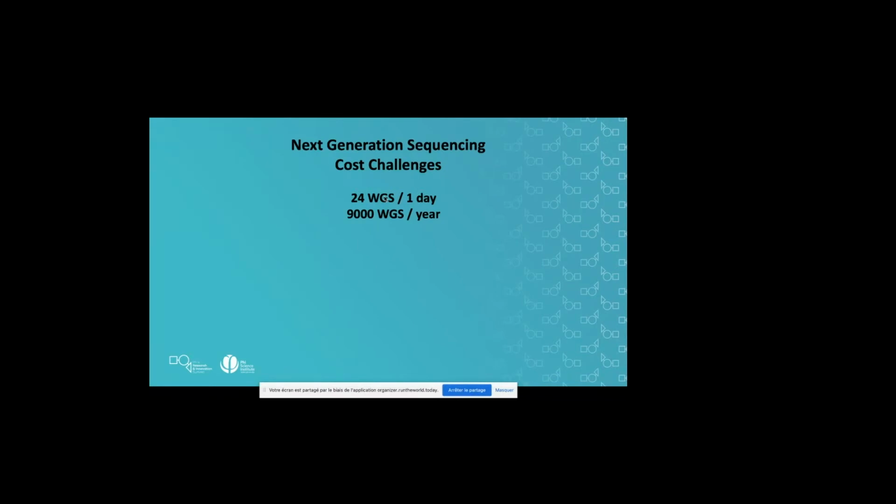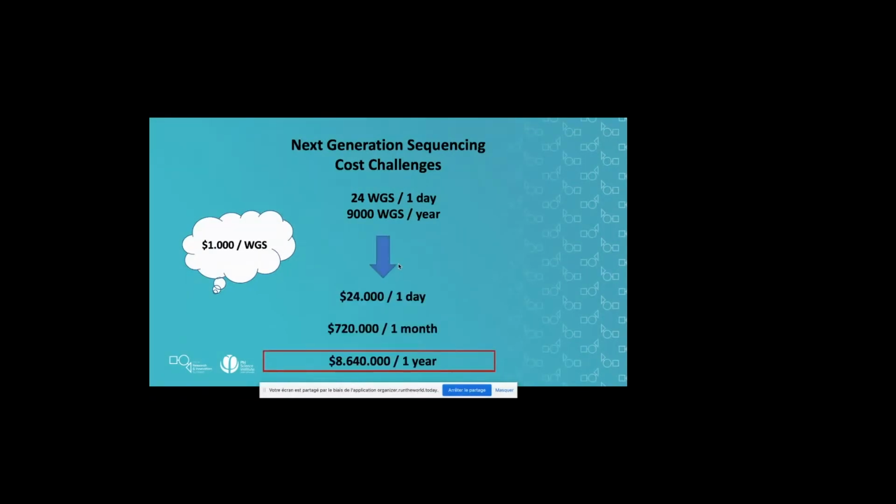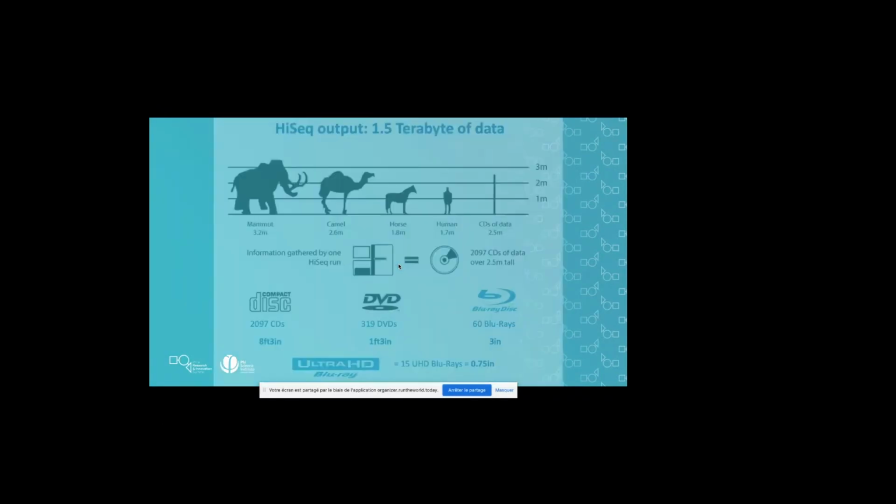And here I give you some numbers relative to cost estimation for a NovaSeq. It's an example of a machine for sequencing. And this NGS machine has the capacity to produce 24 genomes per day. So that means in a year, it is able to produce 9,000 genomes. So if we tell you that one genome costs $1,000, that means if you use this machine at its maximum yield, you will have to pay for reagents, only for reagents, $24,000 every day, and more than $8 million per year, which is really a huge amount.